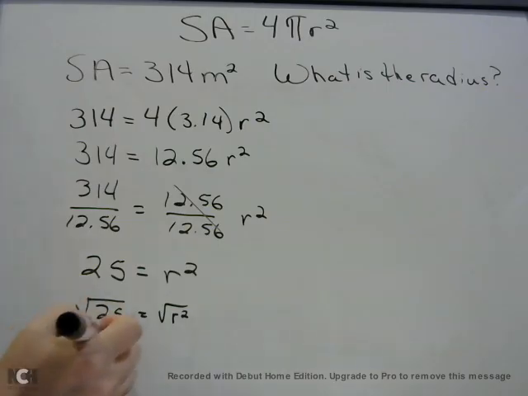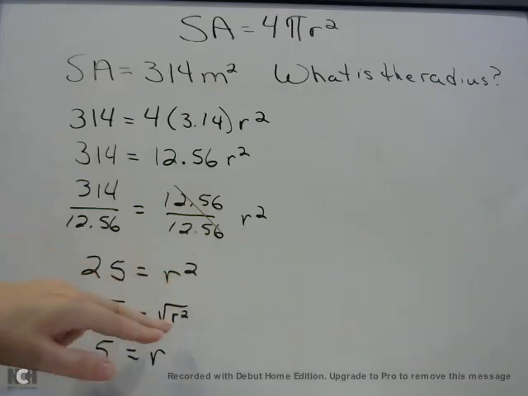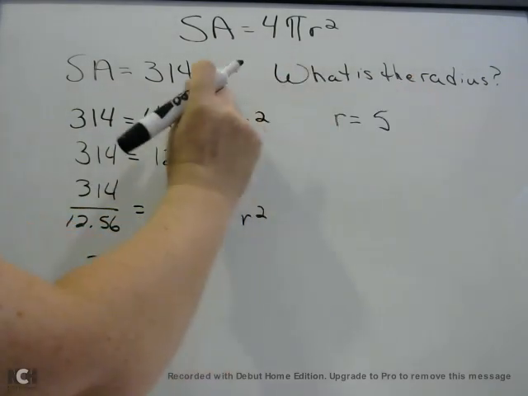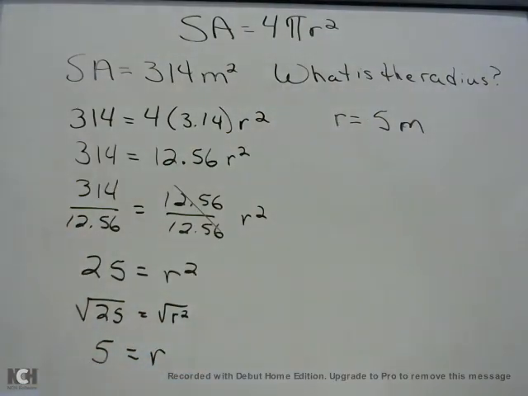The square root of 25, you can put that in your calculator, or it's something you should know, is 5. The square root of r squared is just r. That's why we did the square root. Something squared, the square root of it is just that thing. So we know that the radius is 5 meters. And that's the answer to that problem.